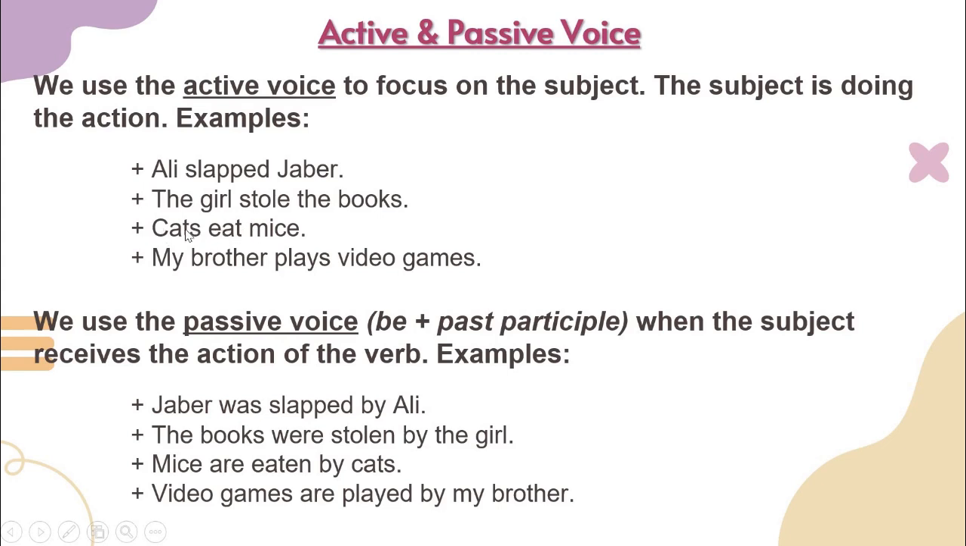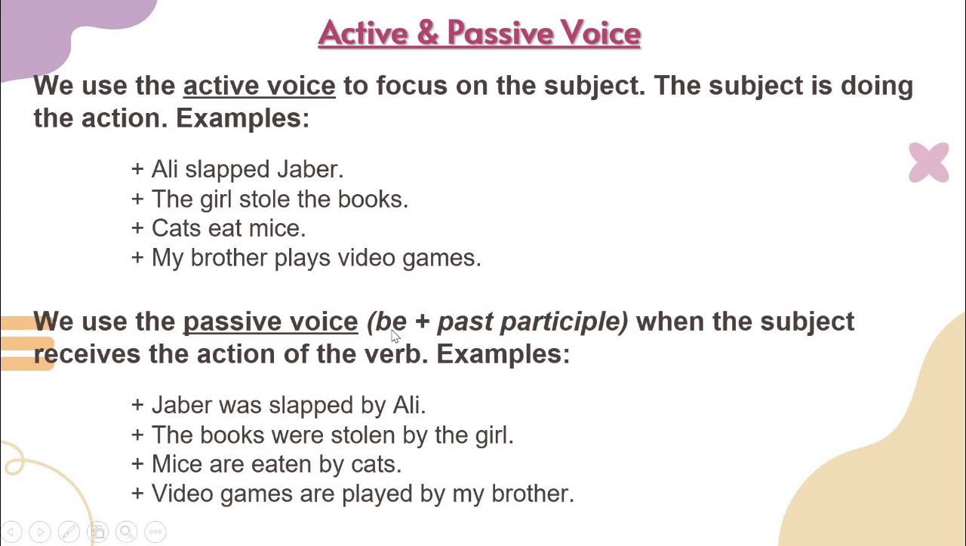I want to switch this from active to passive. Again, what do I do? I switch the subject and the object. So instead of starting my sentence with cats, now I'm going to start my sentence with mice in the passive voice. So now we have mice. We have the verb eat. So again, use the rule.